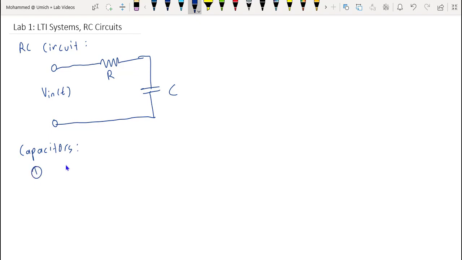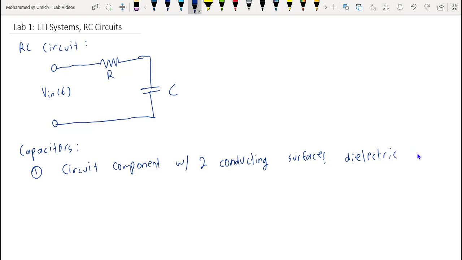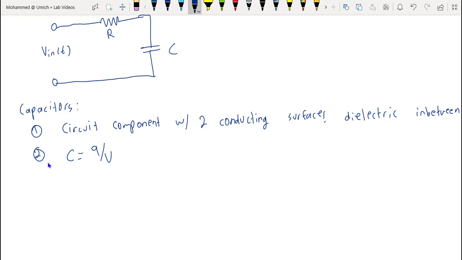Basic definition: it's a circuit component with two conducting surfaces and a dielectric in between. That's the basic definition. 2. The charge on the capacitor is related to the voltage across the capacitor through the relationship C equals Q over V, where C is the capacitance of the capacitor and its unit is farads.